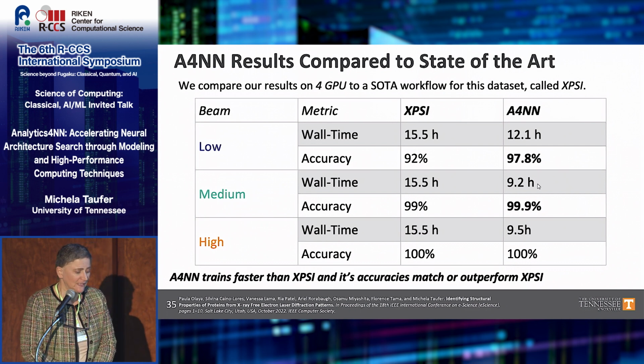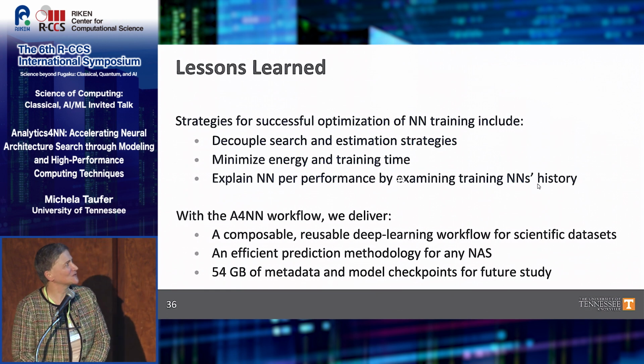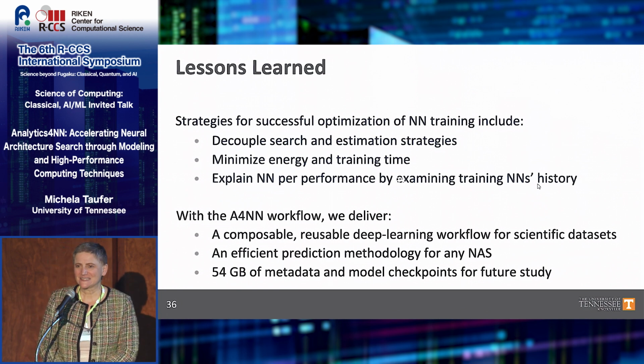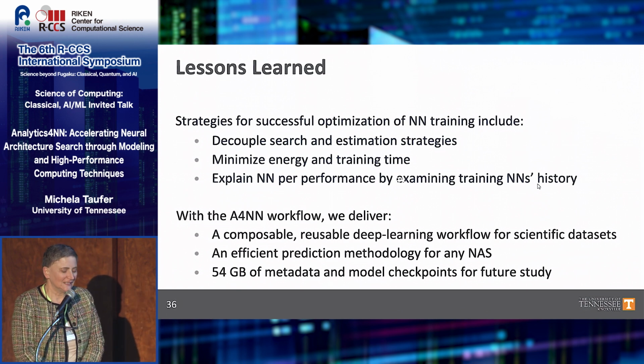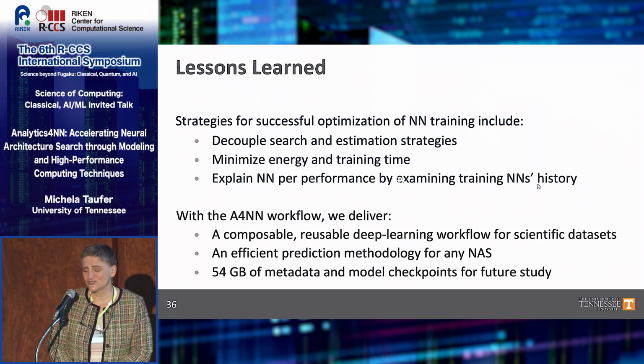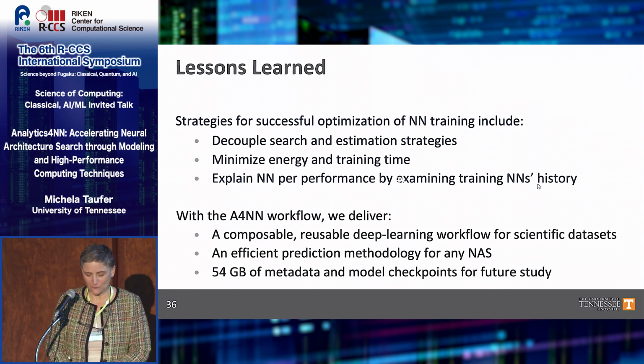So I've been running a lot, and perhaps some of you may have said, oh my goodness, it's too many slides, too many pictures. But let me go to the end of this talk with some lessons learned and some time also for questions. The first one is that strategies for successful optimization of neural network training are needed. And the aspects that are important in this strategy are decoupling the search and the estimation strategy, minimizing the energy consumption, and, as I told you, very important for me, providing some explainability of our work.